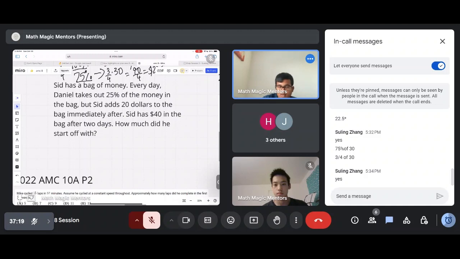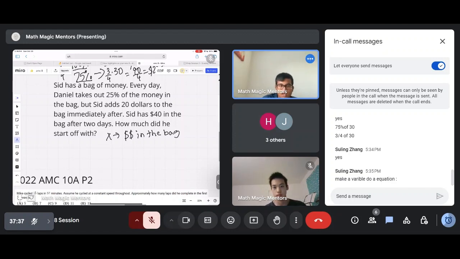No. All right. So what I'd suggest, yeah, make a variable, right? So we could make a variable that says x. So x is the amount of money in the bag, right? So it's the amount of money that I had originally, right? And then Daniel takes out 25% of the money in the bag. So this is the original money in the bag, right? And so if Daniel takes out 25% of the money in the bag, how much remains? Because he's taking out 25% of the money, how much of the money remains?